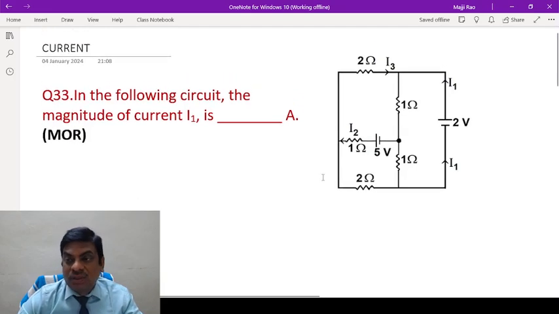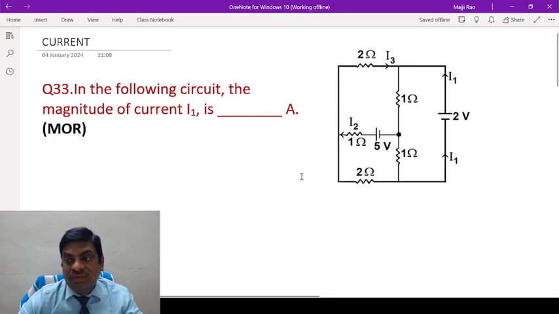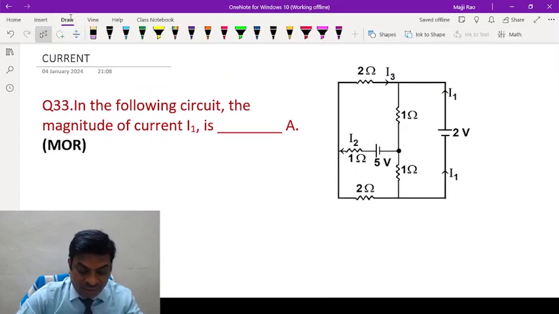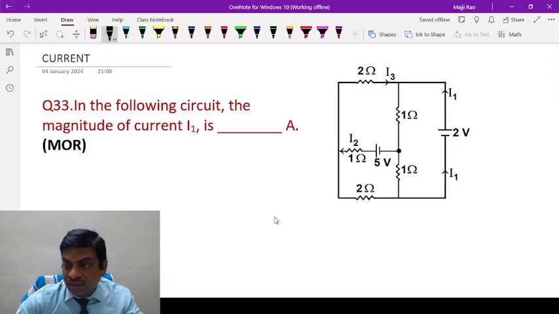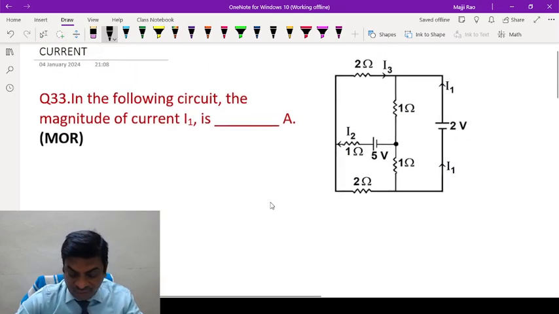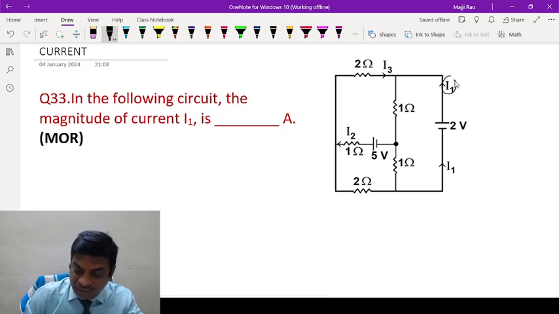This time I have picked questions from current electricity which were asked on 30th January 2023 JEE Mains. So without wasting time, let us start discussing them one by one. In the following circuit, the magnitude of current I1 is, which is I1 see. You have to find the current I1.